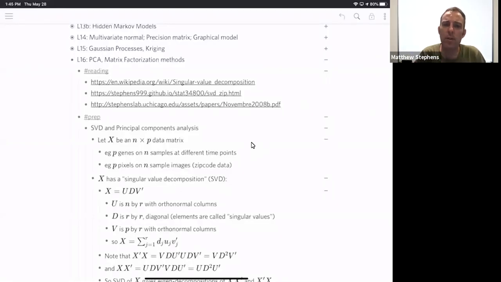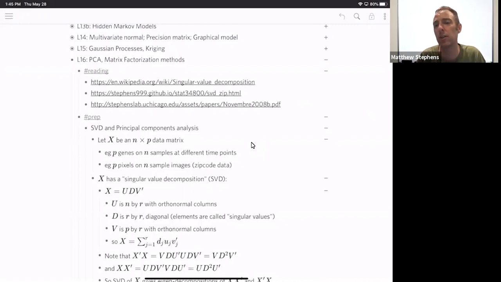Okay, so today I want to talk about principal components analysis and, more generally, matrix factorization methods and dimension reduction methods. The first thing I want to talk about is a view of principal components analysis that goes through the singular value decomposition. So that's my preferred way of looking at principal components analysis.